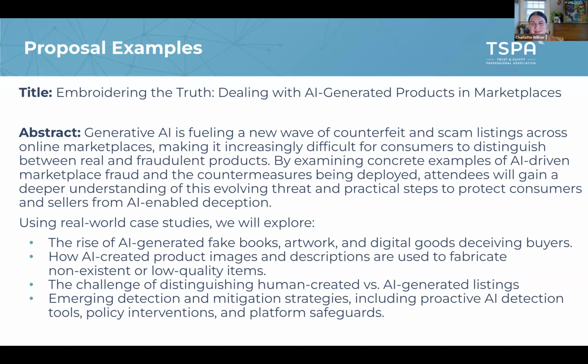I'm so mad, because actually a problem I do encounter is you get on a marketplace site and you want to buy an embroidery pattern and it's AI. So now they're embroidering the truth. It's great. It's a great title. Please, somebody steal this title.